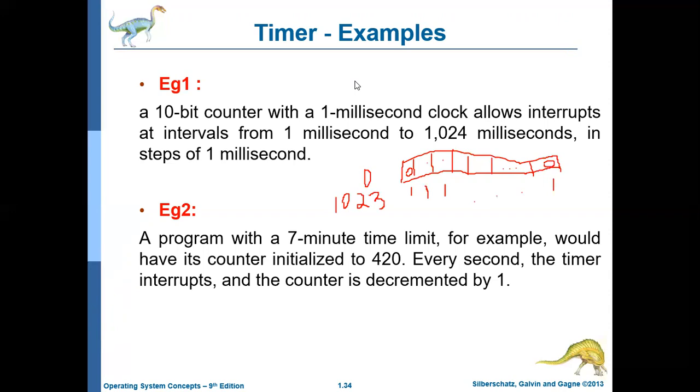So using a 10-bit counter, how many values can you store? You can store values from 0 to 1023, which means you can store 1024 values in total. So this counter can be used to create an interrupt in the range of 1 millisecond to 1024 milliseconds.